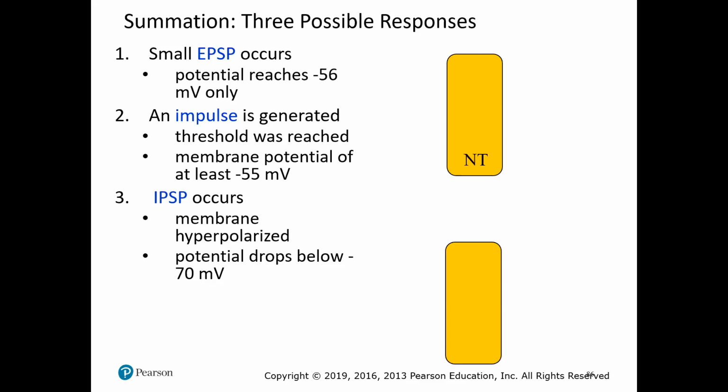Close, but not enough. The second outcome is, yes, you hit threshold and you get an action potential. You generate the action potential because you were able to trigger threshold at the axon hillock. So with the first response, you had a graded potential that got you almost there, but not enough. The second outcome is, yes, you hit threshold. And the third outcome is you end up hyperpolarizing the motor end plate, hyperpolarizing the postsynaptic neuron further away from threshold, and nothing happens. So you have three outcomes. One gives you an action potential, and the other two don't. One gets you close to an action potential. The other one gets you hyperpolarized.